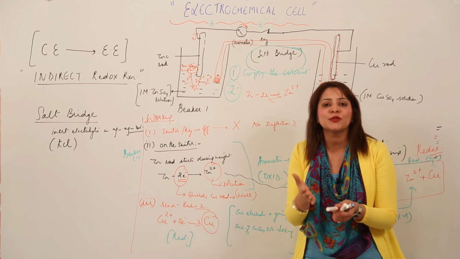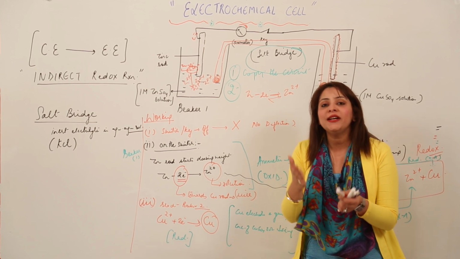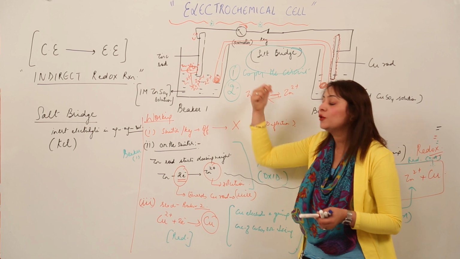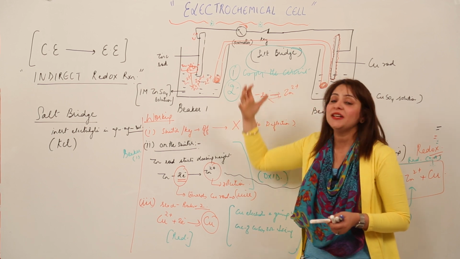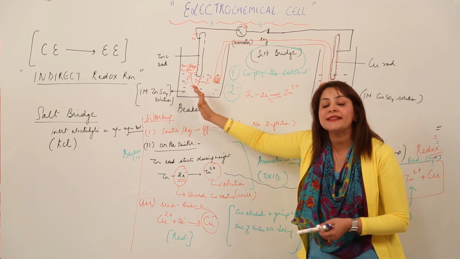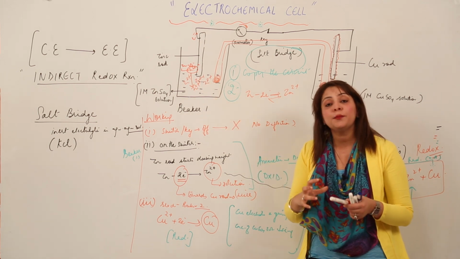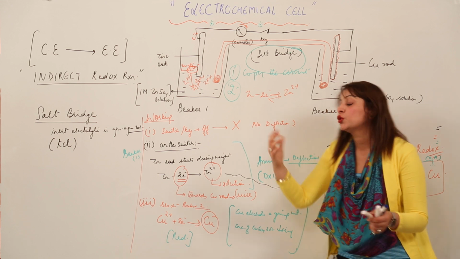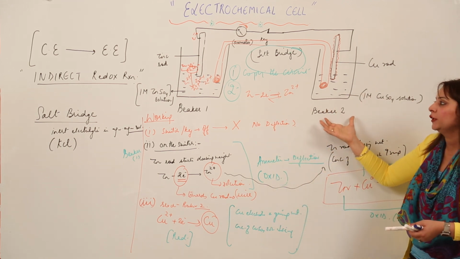But we don't want to stop our cell from working. So just look at the board, how the salt bridge helps the electrochemical cell to keep on working. So this is the problem we face in beaker 1, right? But there is a problem which still exists in beaker 2. So just look at it, what is the problem in beaker 2?